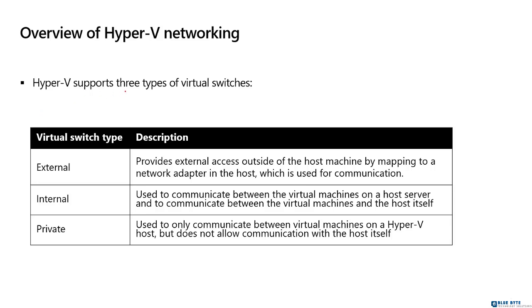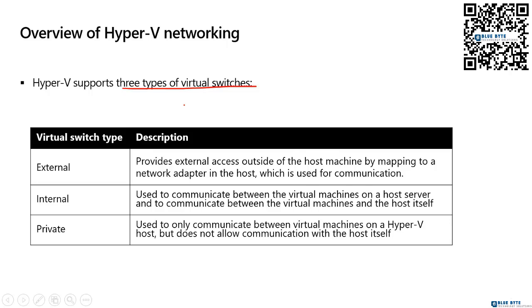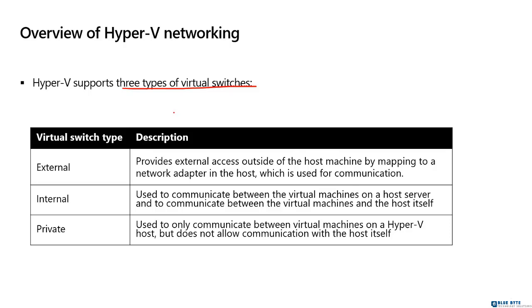In Hyper-V, we have three types of virtual switches. Now, a virtual switch itself is what allows communication between the internet, the host, and/or other virtual machines on the host. Depending on the type of switch you choose, that will determine what you can actually connect to from the virtual machine itself.